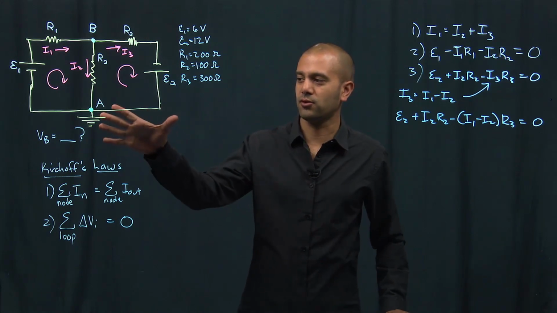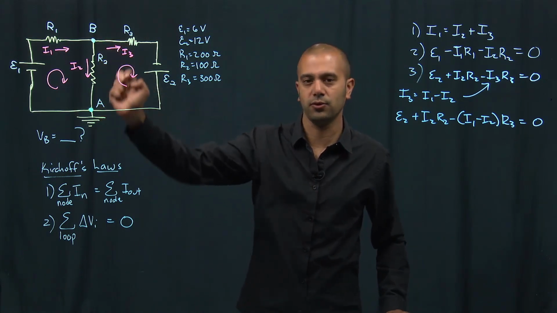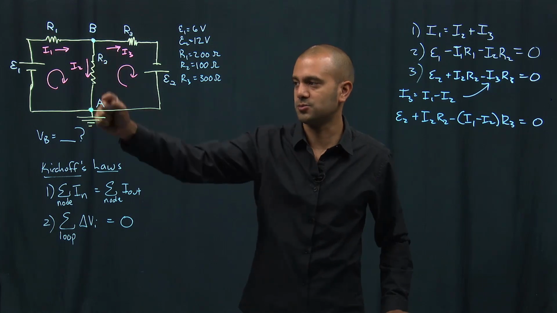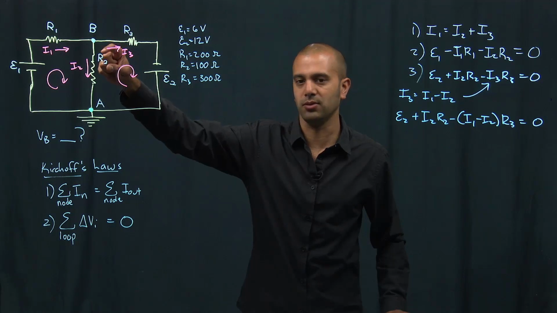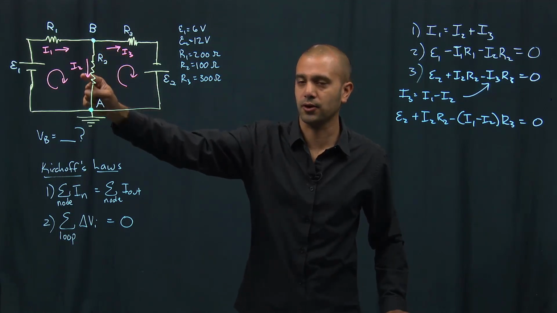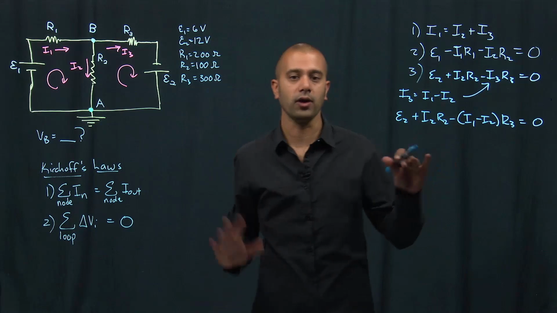Well, if you look at what we're looking for, the voltage at point B, and we know the voltage at point A. They're directly connected by this branch, so if we know the voltage of this resistor, we can find out the voltage at point B pretty easily, which means we need to know the current I2. So I'll solve for I1 and get rid of that.